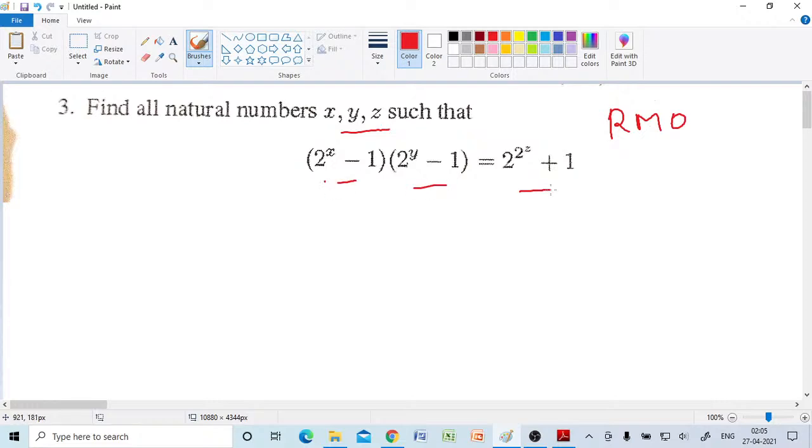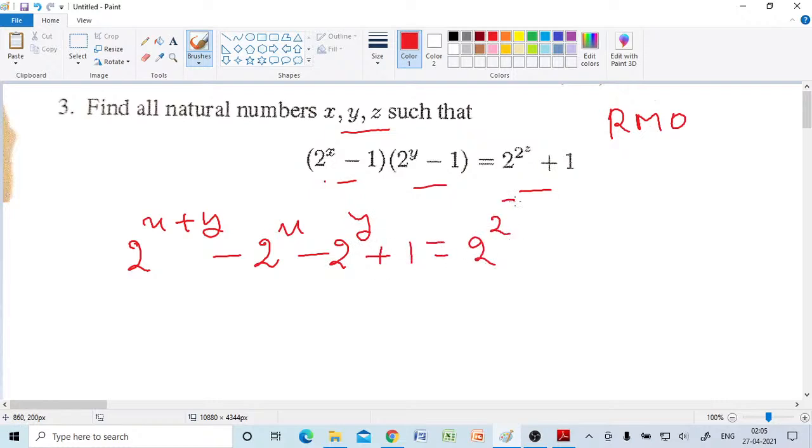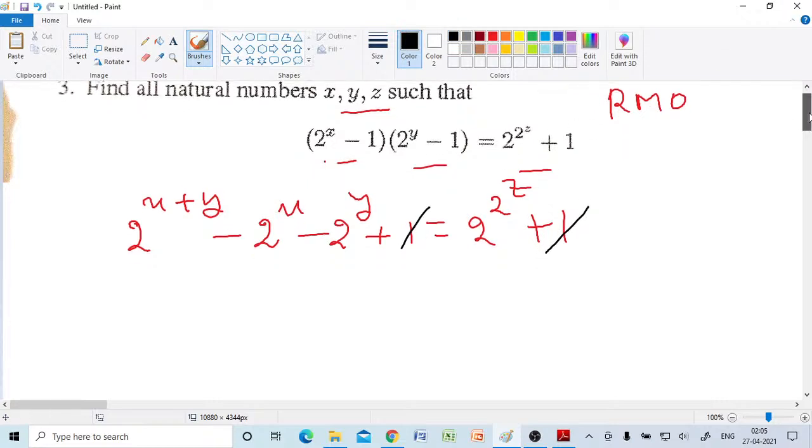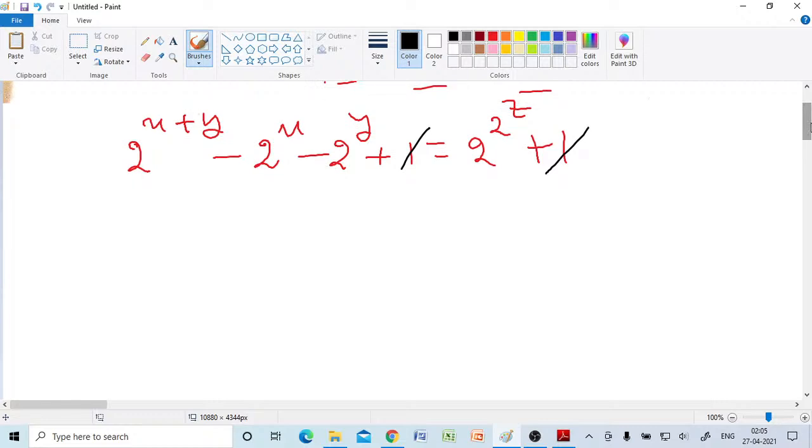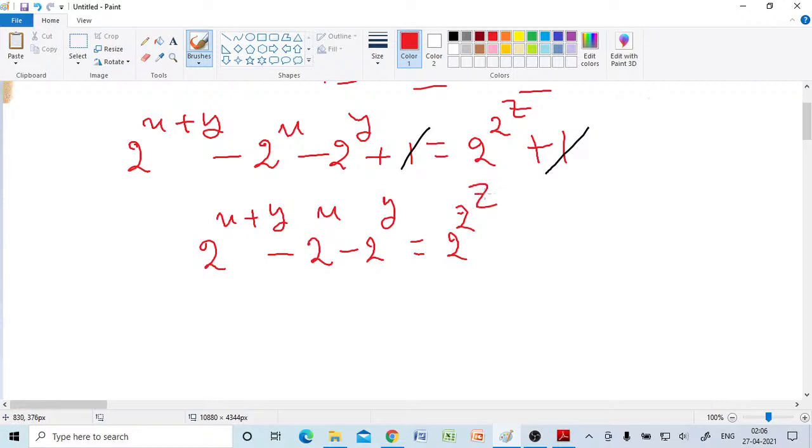Okay. So let's just expand the things. What we get? 2 to the power of x plus y minus 2 to the power x minus 2 to the power of y plus 1 equals 2 to the power of 2 to the power of z plus 1. So here plus 1 and plus 1 get cancelled. So we have 2 to the power of x plus y minus 2 to the power of x minus 2 to the power of y equals 2 to the power of 2 to the power of z.